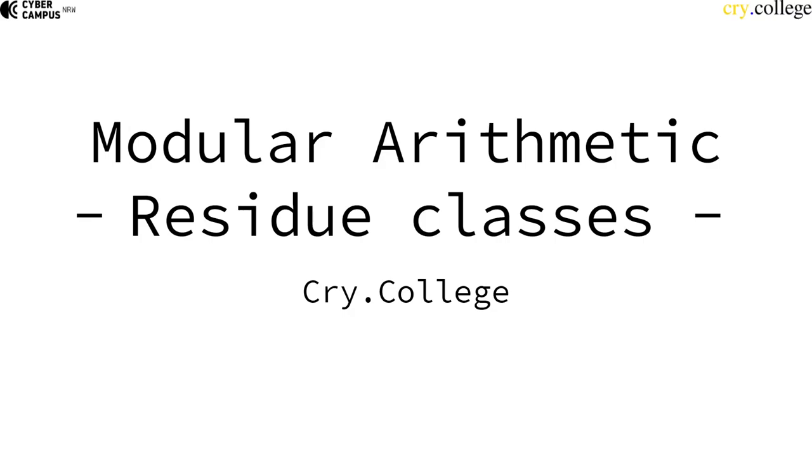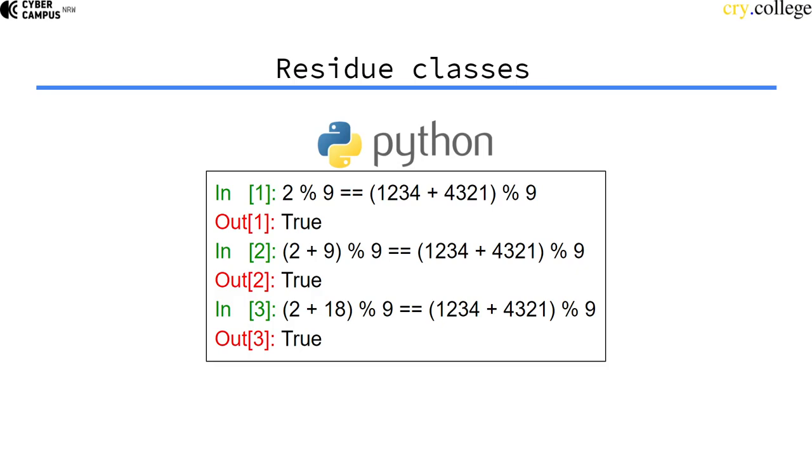So now we want to abstract away from the programming and see the mathematical point of view on working with the modulus. So if I take the number 2 modulo 9, it's 2, right? 2 can't be divided by 9, so the remainder is 2. Well, that's actually the same as if I take those two large numbers summed up, modulo 9. It's also 2.